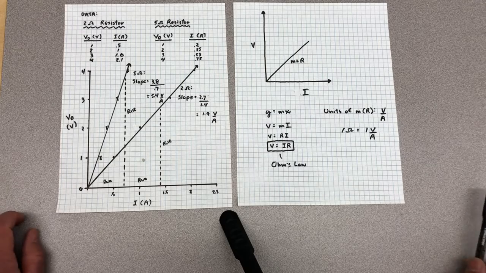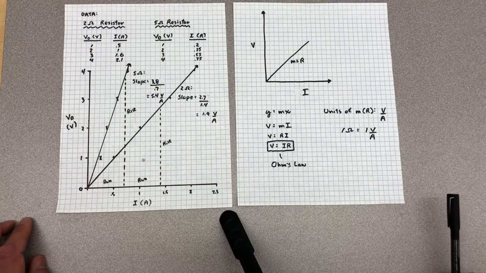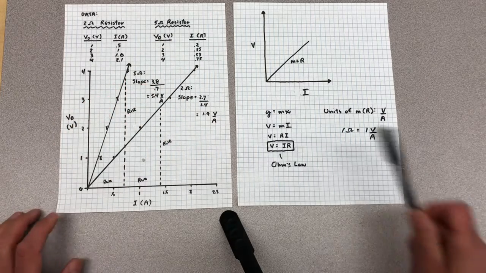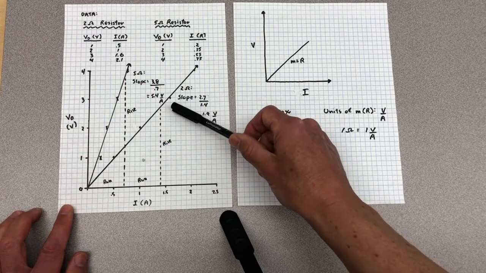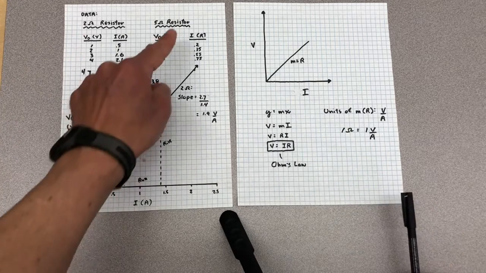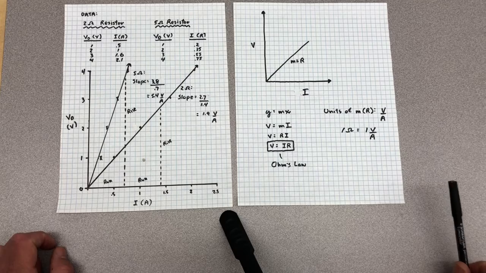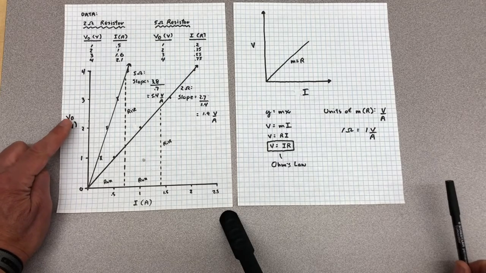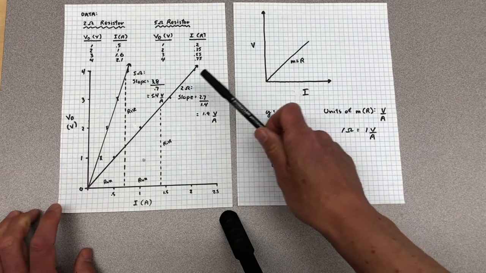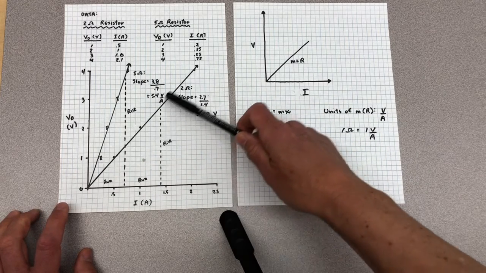As far as the graph is concerned, both sets of data are on this graph. This line represents the 2 ohm resistor. This line represents the 5 ohm resistor. And as you can see, the graph is the voltage drop as a function of the current. Let's take a look at the line from the 2 ohm resistor.